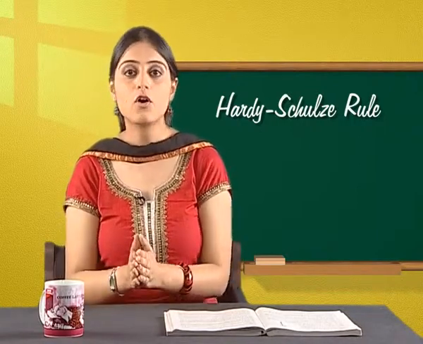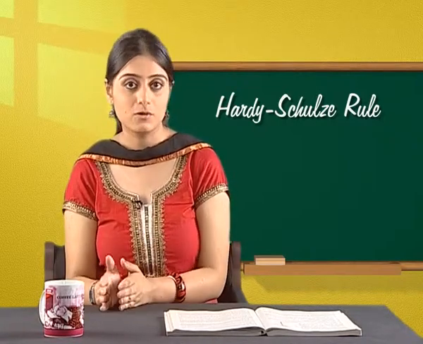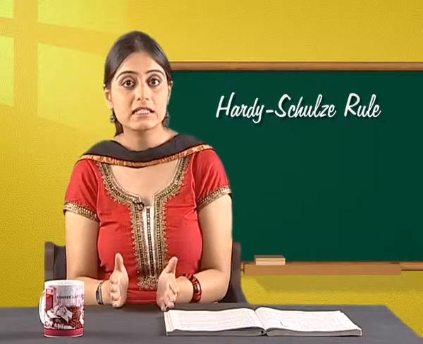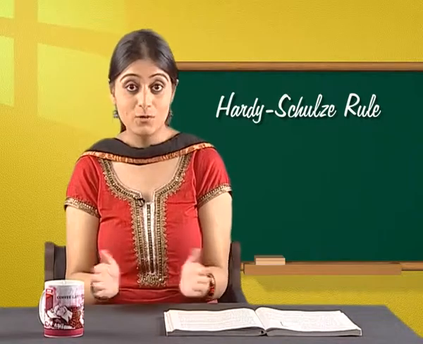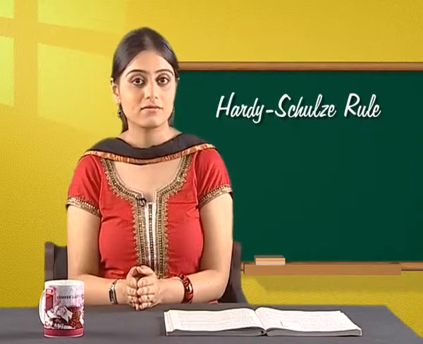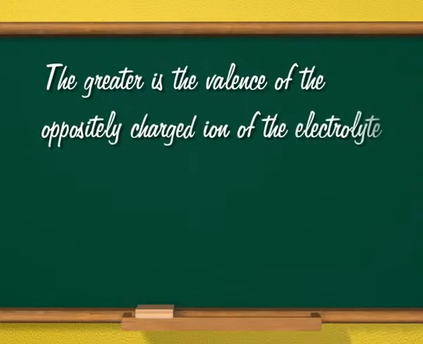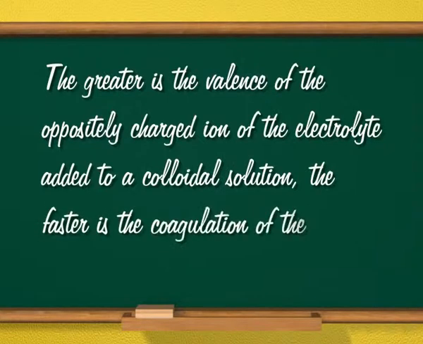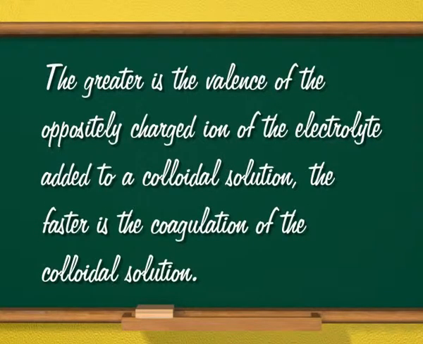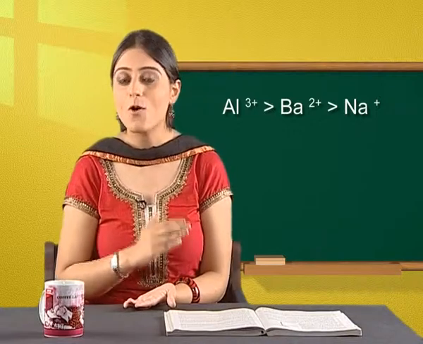From a study of the coagulation behavior of various electrolytes towards a particular sol, Hardy and Schulze suggested a general rule known as Hardy-Schulze rule. This rule can be stated as follows. The greater is the valence of the oppositely charged ion of the electrolyte added to a colloidal solution, the faster is the coagulation of the colloidal solution. Thus, higher the charge on the oppositely charged ion, greater is its coagulating power.